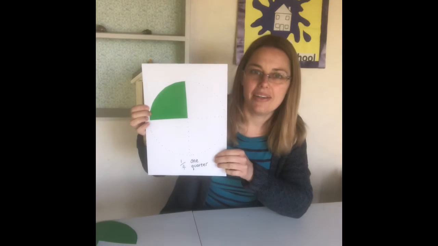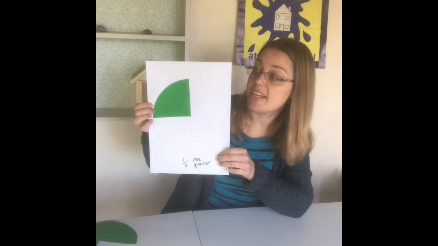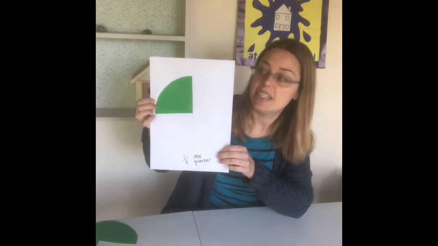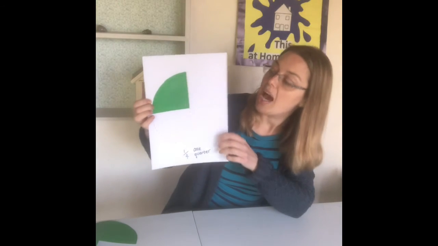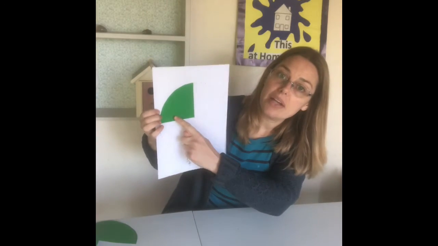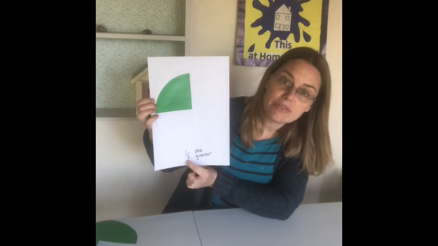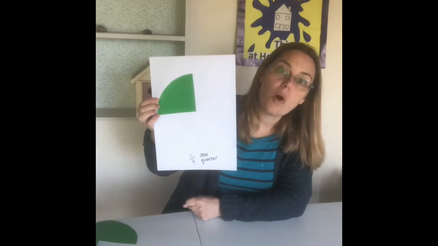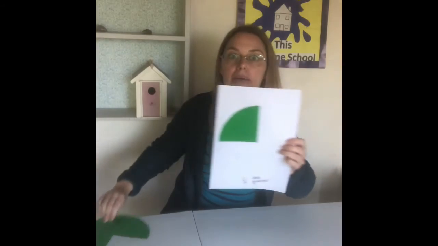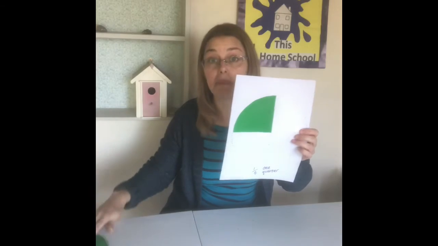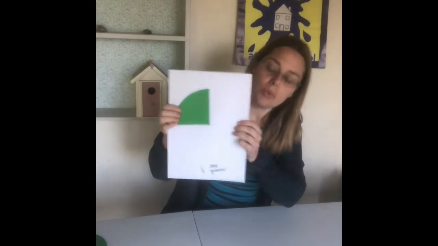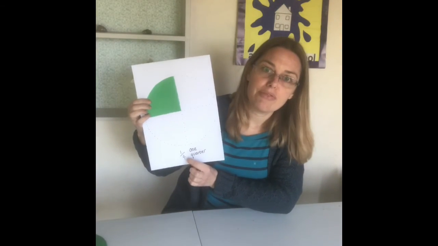And this one, I've cut my whole cake into 4 equal pieces, into quarters, but I only have one piece out of those 4, so that's 1/4. Here's the 3/4 that I don't have because I've given them away to Nutty. So I've got 1/4, 1 piece out of 4.